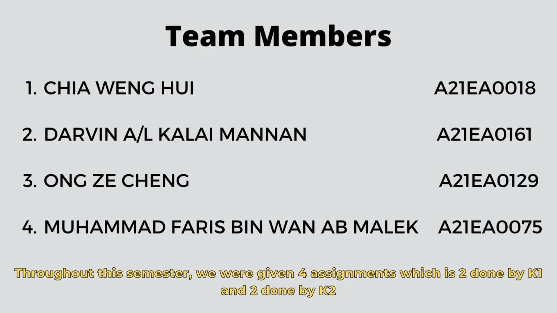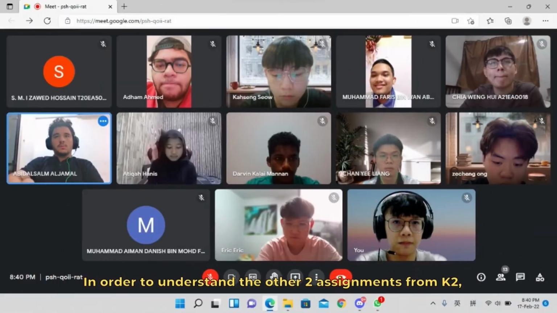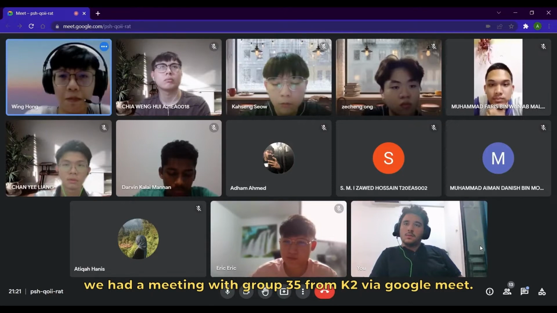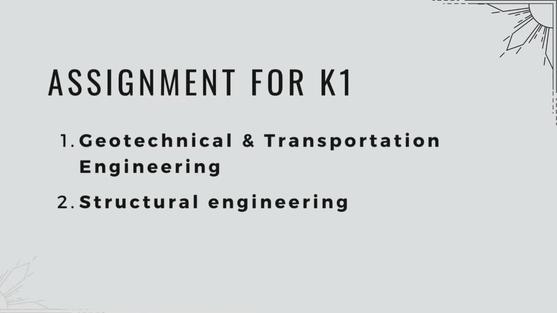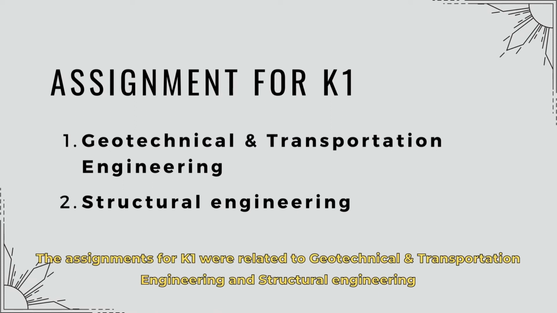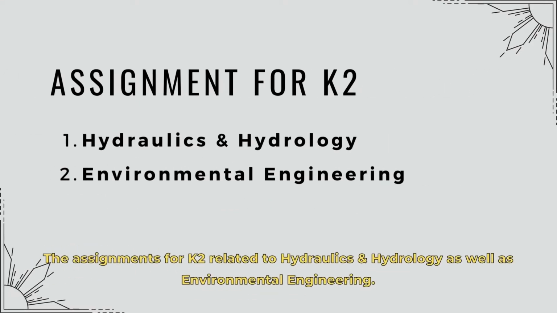Throughout this semester, we were given 4 assignments, 2 done by K1 and 2 done by K2. In order to understand the other 2 assignments from K2, we had a meeting with Group 35 from K2 via Google Meet. The assignments for K1 were related to geotechnical and transportation engineering and structural engineering. The assignments for K2 were related to hydraulics and hydrology as well as environmental engineering.